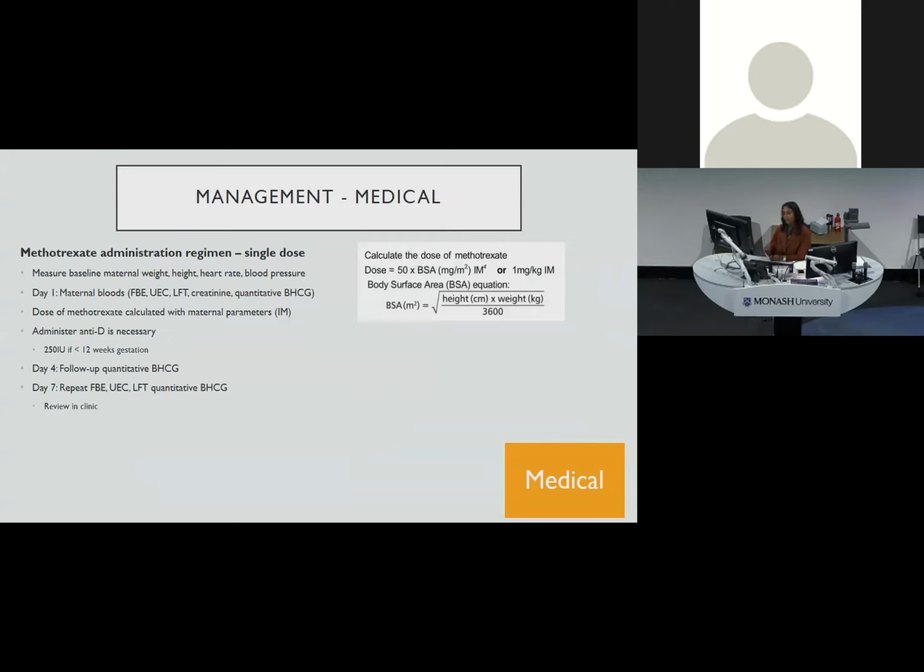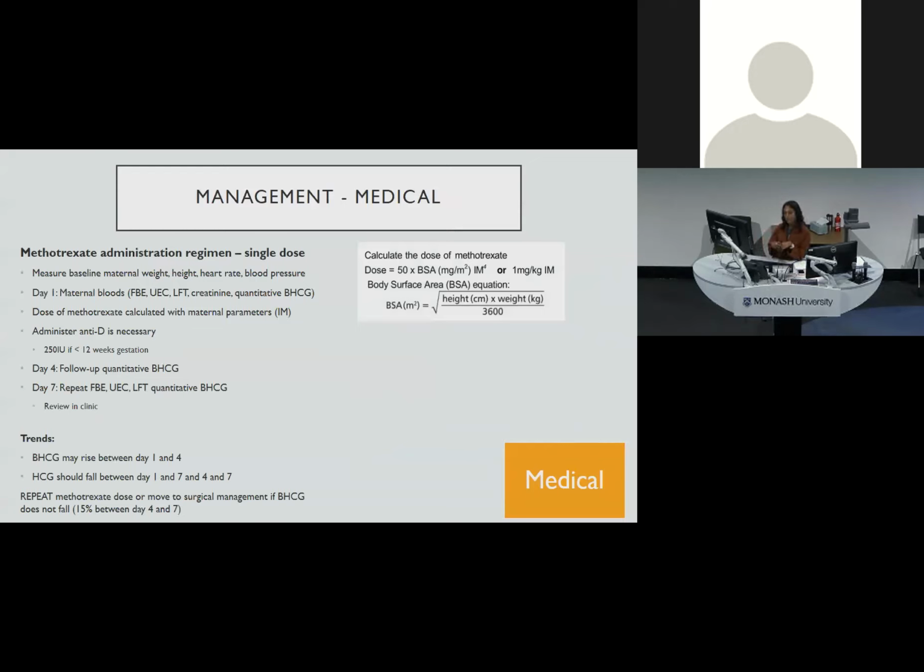On day 4, you repeat your beta-HCG, and on day 7, you do all of your bloods again. So that's your FBC, LFTs, UECs plus the beta-HCG, and you need to review them in clinic. What you do next will depend on what the beta-HCG has done throughout that week.